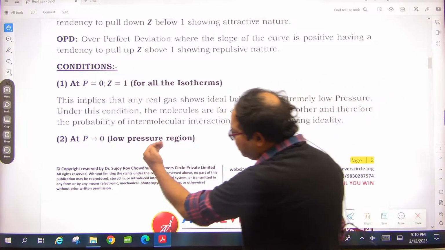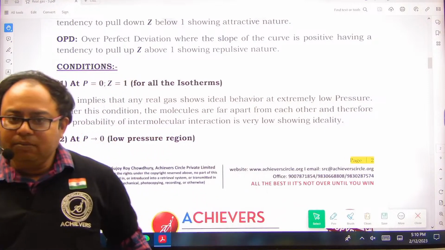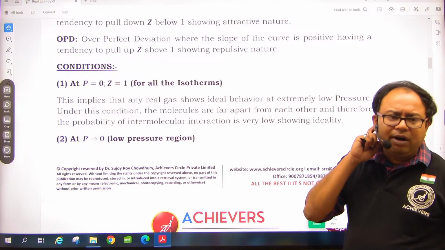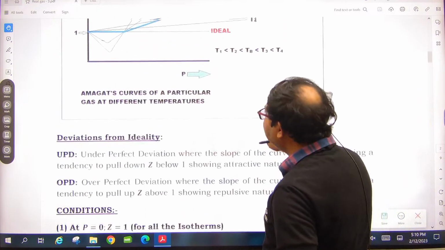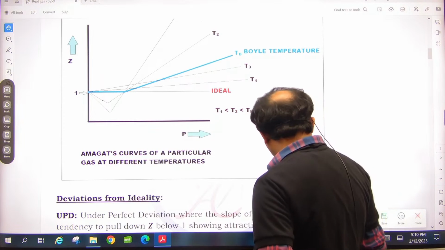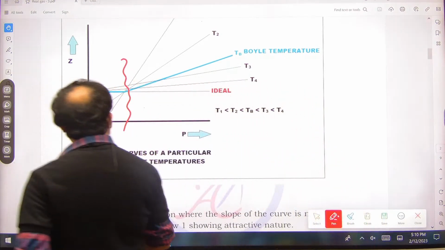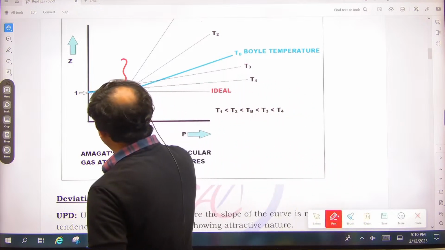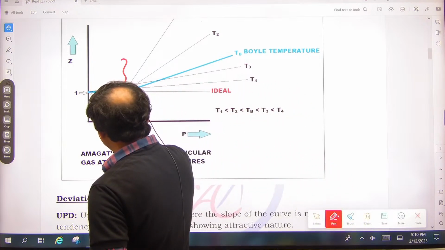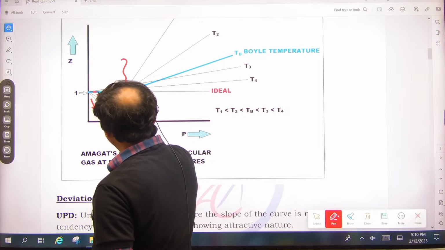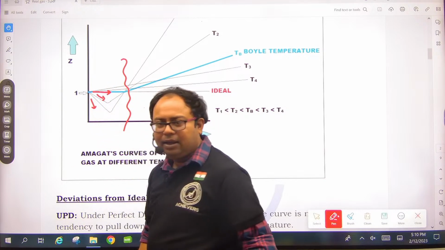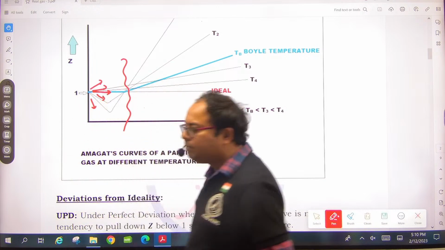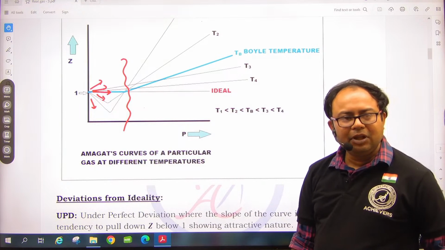Now what happens at P tending to 0? In the low pressure region, what will you see? Just focus in the low pressure region. You'll see there is UPD, UPD. Then at T equal to TB, the UPD is 0. Then you have got OPD, OPD. This is what you see.